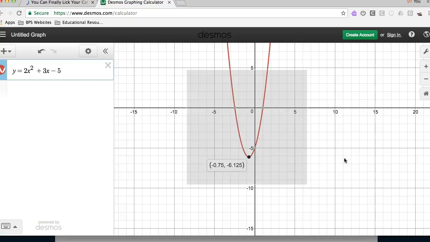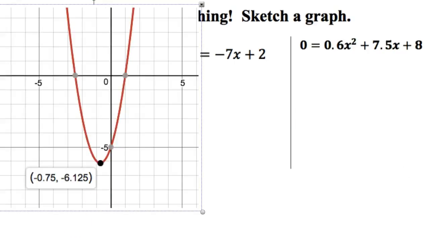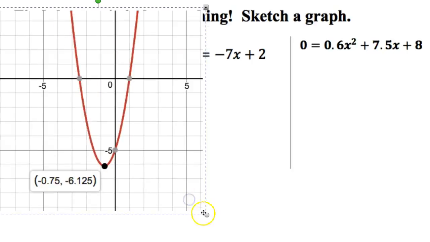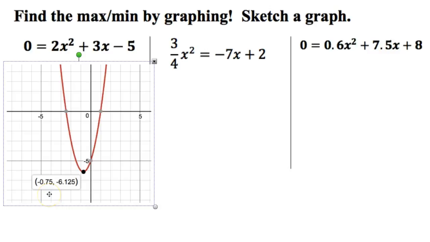So is that a minimum or maximum? Well, if it's at the bottom, if it's the lowest point, it is a minimum. So at this point, that's the minimum right there. -0.75, -6.125. Piece of cake. Write that down.